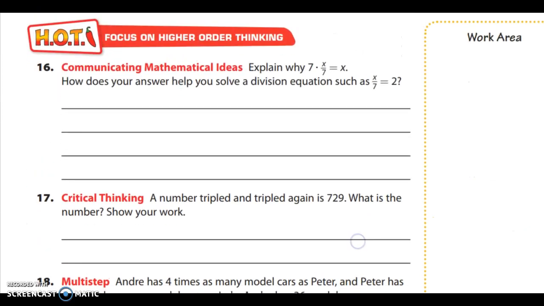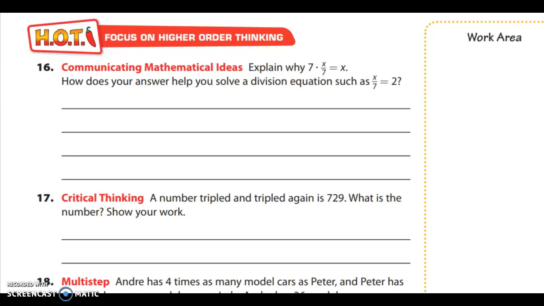And what I'm about to show you on number 16 is super important understanding. I've explained this in slight detail before, but we're going to explain it now and show work and hopefully make you understand this. The question reads, communicate mathematical understanding. Explain why 7 times x over 7 is equal to x. How does your answer help you solve a division equation such as x divided by 7 equals 2?